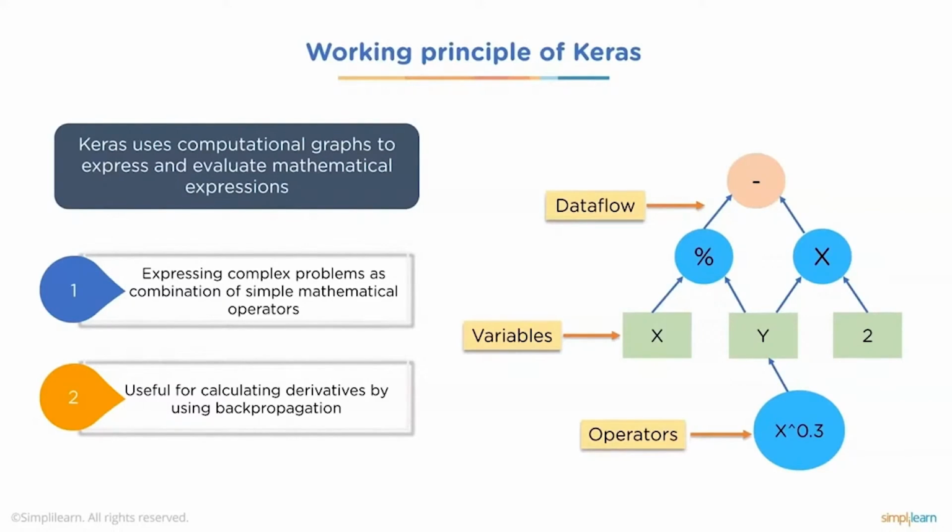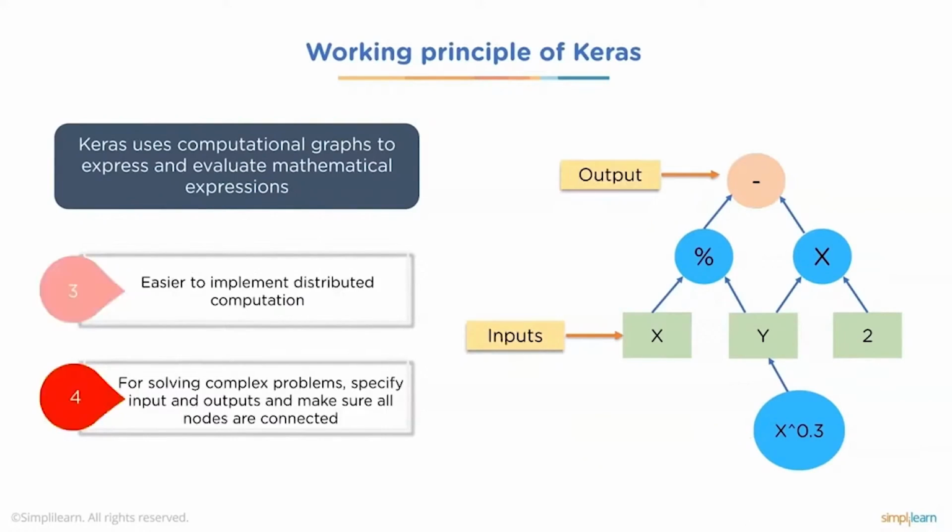So if we're doing with neural networks, when we send the error back up to figure out how to change it, this makes it really easy to do that without having to hand write everything. It's easier to implement distributed computation, and for solving complex problems, specify input and outputs and make sure all nodes are connected. And so this is really nice as you come in through, is that as your layers are going in there, you can get some very complicated different setups nowadays, which we'll look at in just a second. And this just makes it really easy to start spinning this stuff up and trying out the different models.